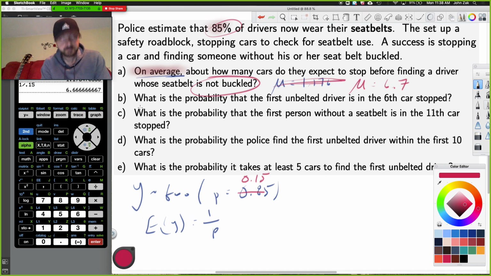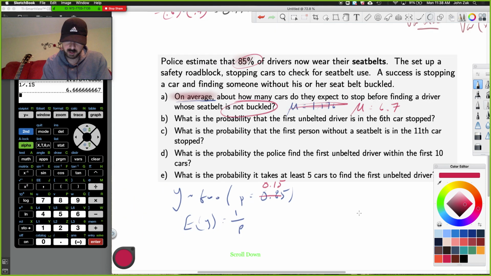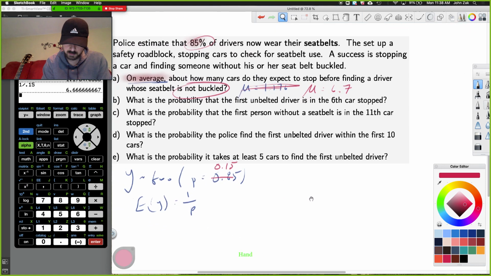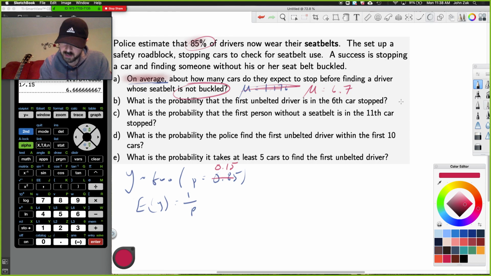Okay, so very good. Let's do B real quick. What is the probability that the first unbelted driver is the sixth car stopped? Okay, so if I want to know that it's the sixth car stopped, which is the first unbelted driver, I'm going to move this over here and do some work on the side. Then this would mean this is the probability that y equals 6, right? And so then in general, that should simply be, well, let's see here.